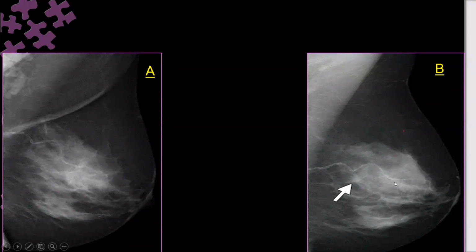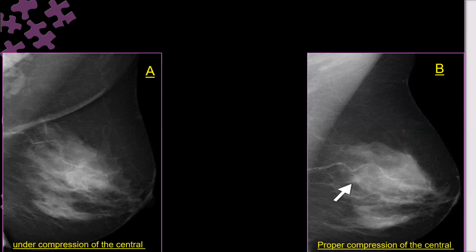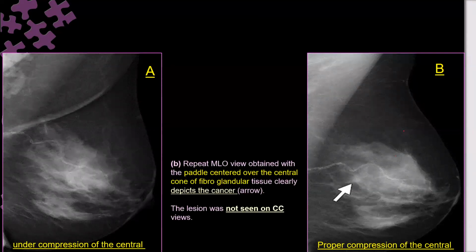Here it's much more, look for these vessels, okay? And look for this vessel here, how it is hazy. Look for the contour of the parenchyma, how it is hazy in this image, but more clear here. So definitely, this is a better image. There is more compression. They pushed away, okay? This is under compression. This is proper compression, especially at the central portions.